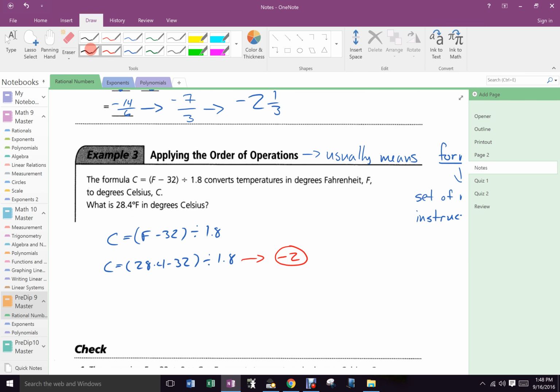Now, I want you guys to do another one. My Fahrenheit, it is -40. Tell me what it is in Celsius.